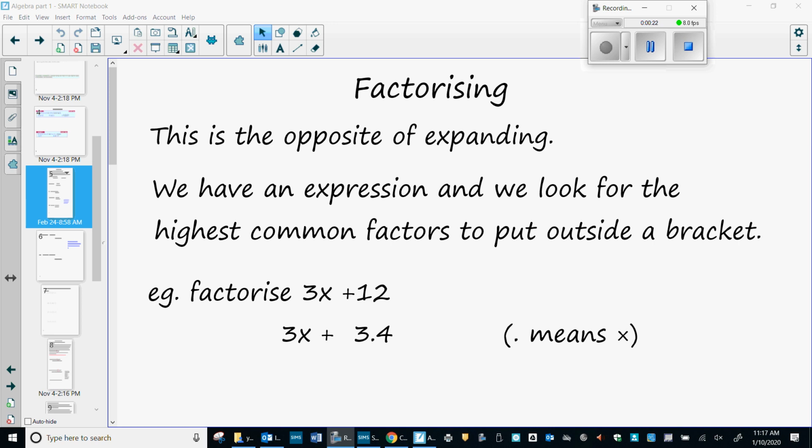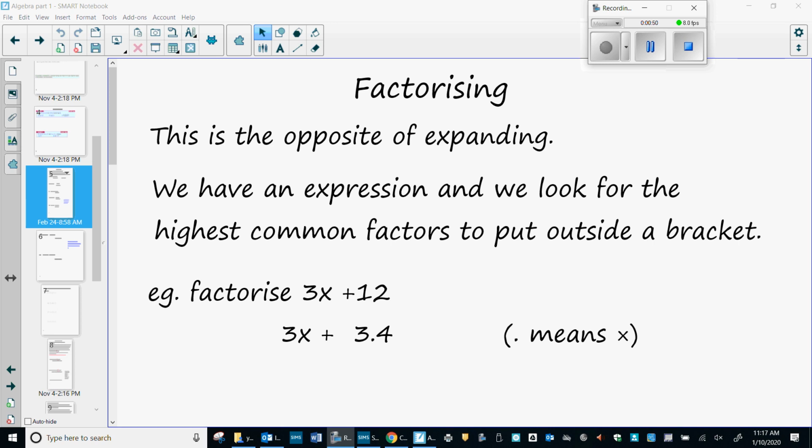Yeah. Okay, so if we've got FOIL, FOIL is the two brackets. So expanding is just, if there's something in front of a bracket, we multiply everything inside it by that number. So what we're going to do is look at an expression here and ask, is there something common? When I say common, I mean is there a value or a letter that can be divided into both of these two?